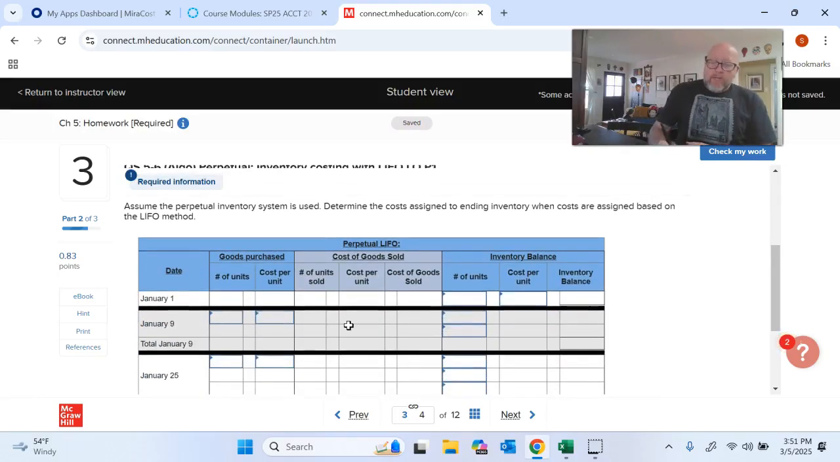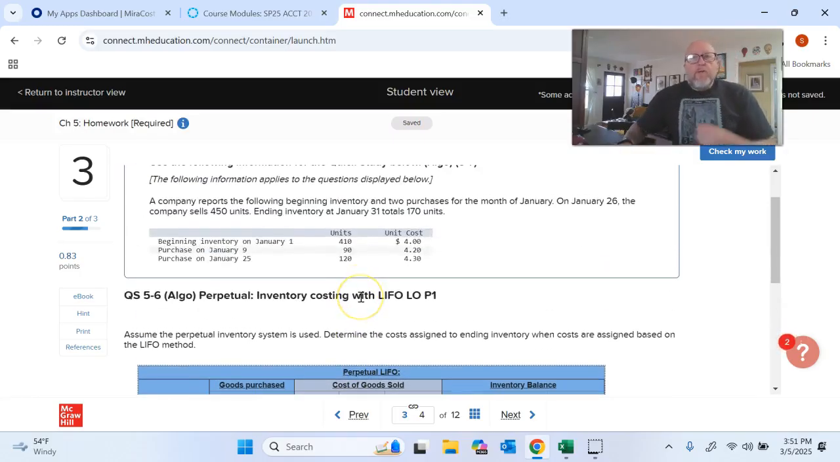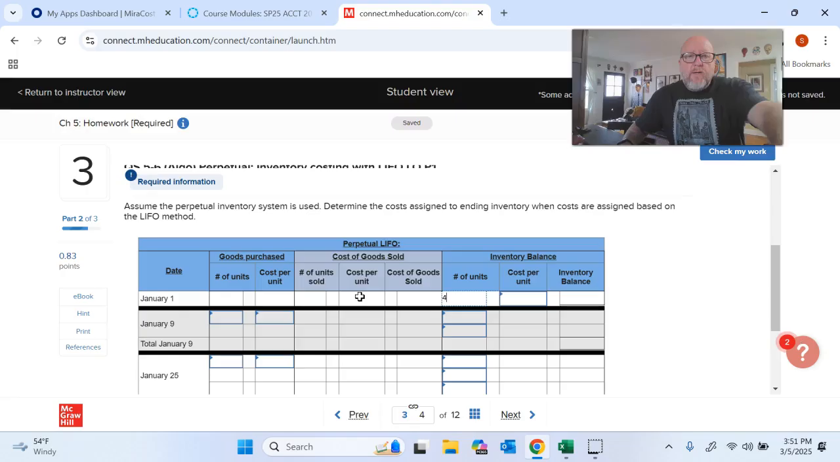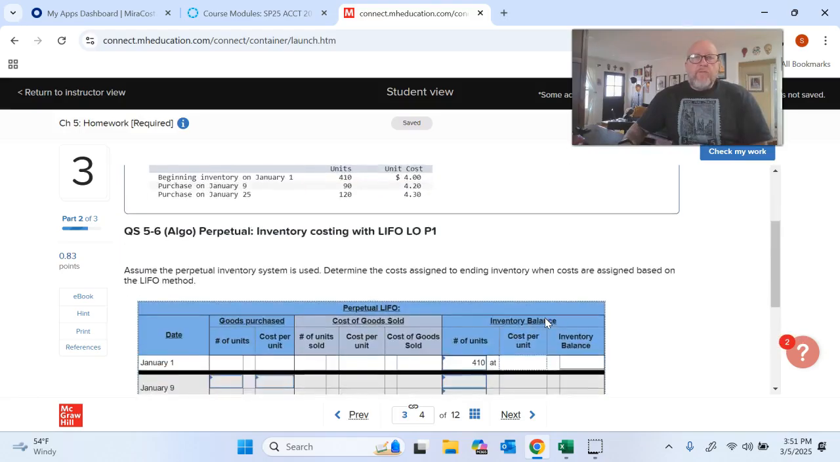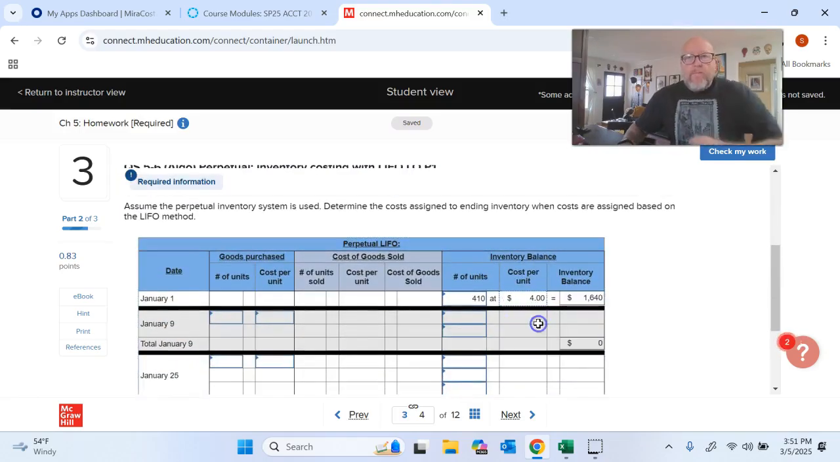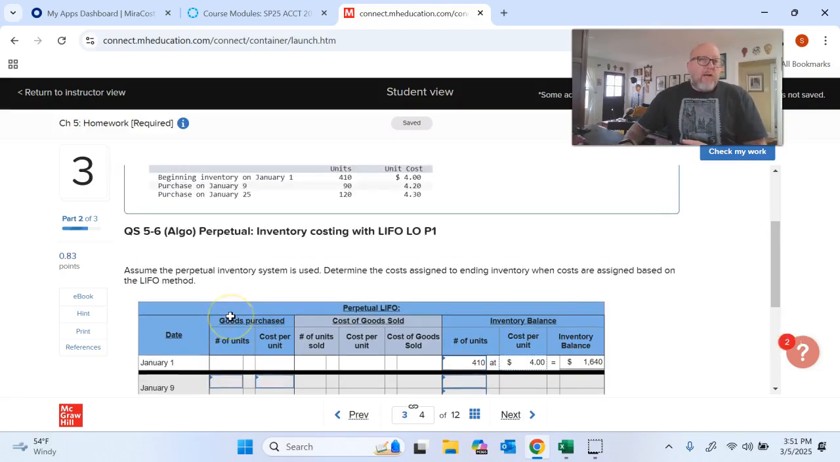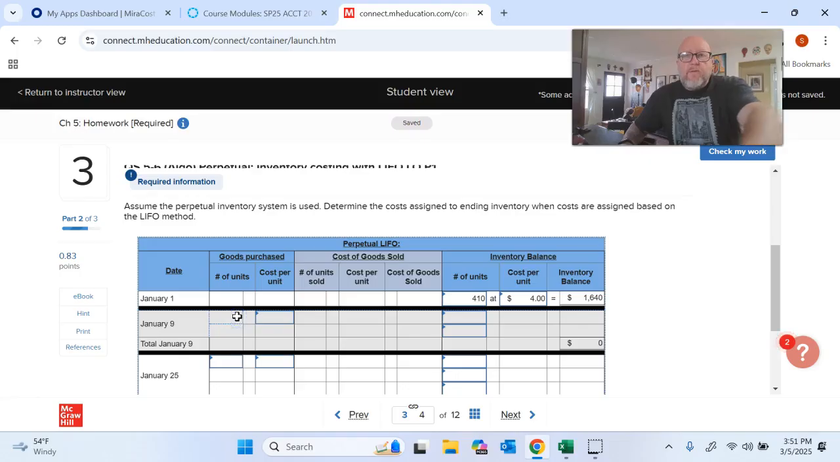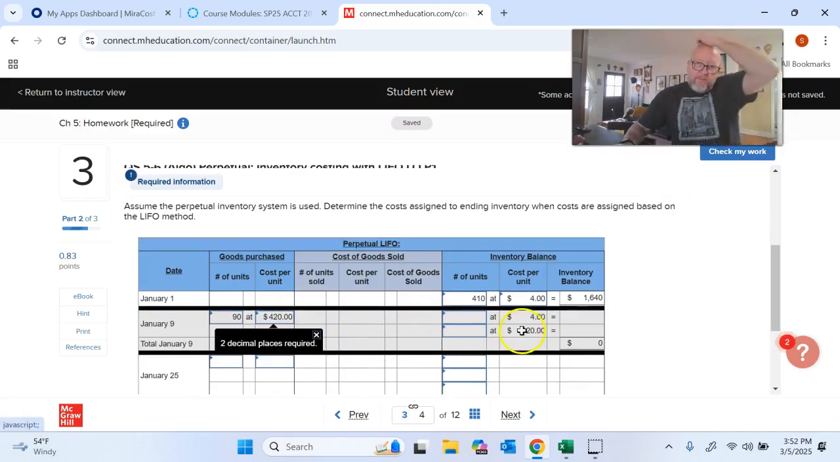Again, we're going to start with our beginning balance. The number of units that we have is 410. And then the cost per unit is $4. And I love how this software does the math for us. Okay, so on January 9th, we purchased, how many did we purchase? 90. So we purchased 90 and the cost was $420. And there we go. Okay. And it even does this for us.